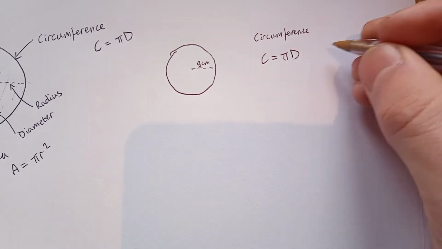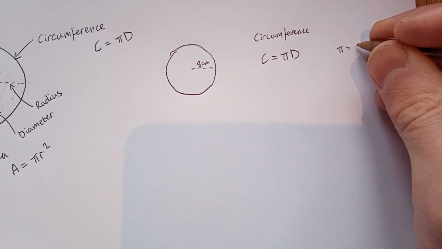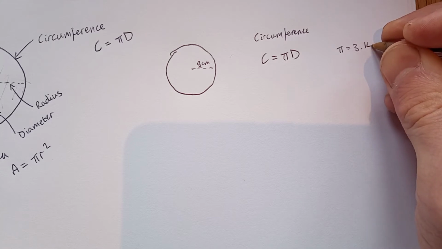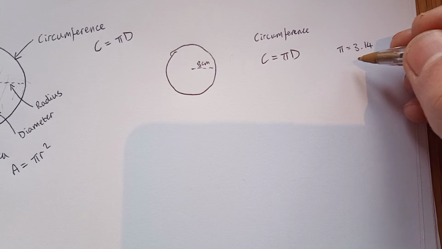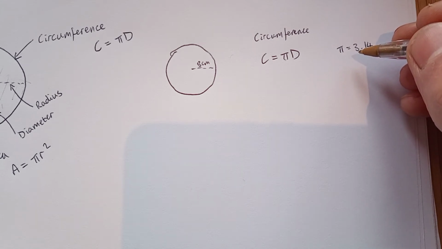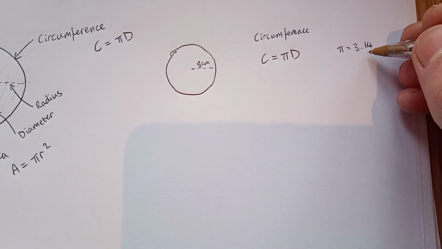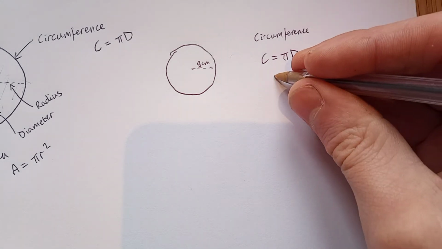Now here pi is the number 3.14, and it keeps going 15926. If you've got a pi button on your calculator, feel free to use it. If you don't have a pi button on your calculator, you can use 3.14. That's absolutely fine.